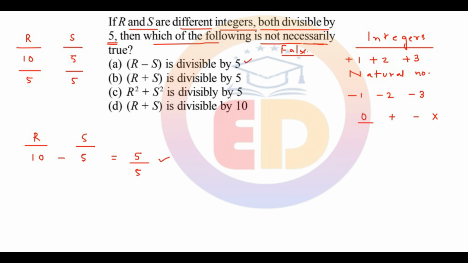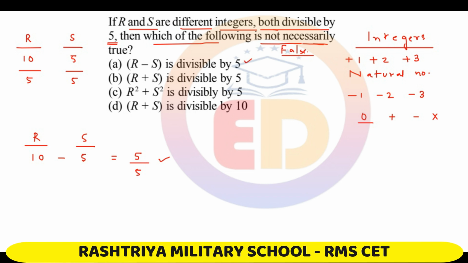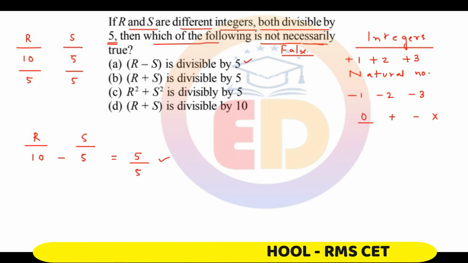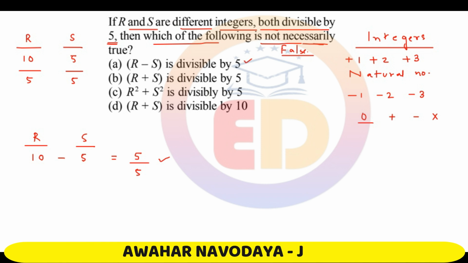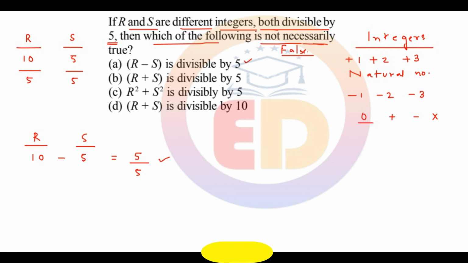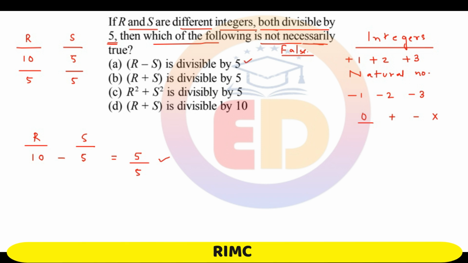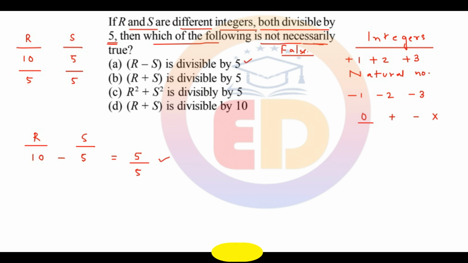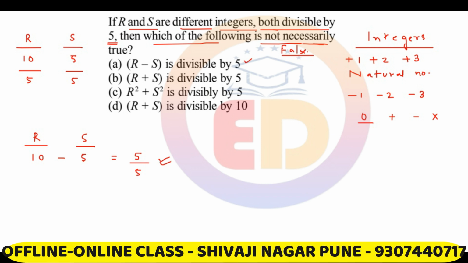If R and S are two different integers, for example, we have taken 10 and 5, both divisible by 5, they both are divisible by 5. So the first statement, R minus S is divisible by 5. Let us check. R is 10, S is 5. 10 minus 5 is 5, which is divisible by 5. So the first statement is correct.